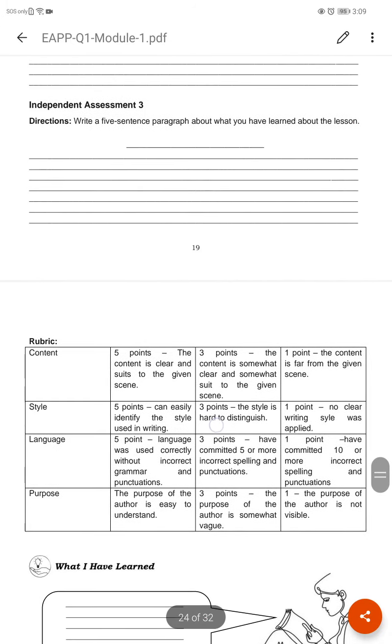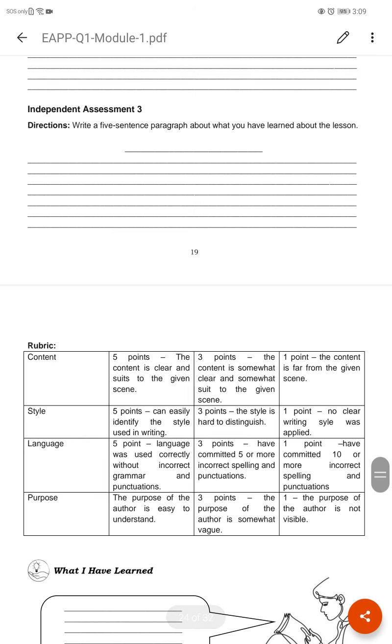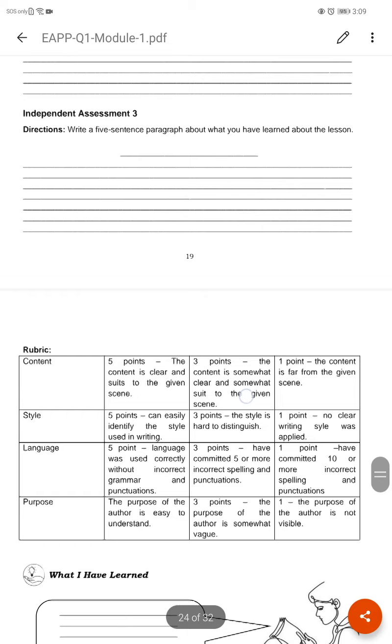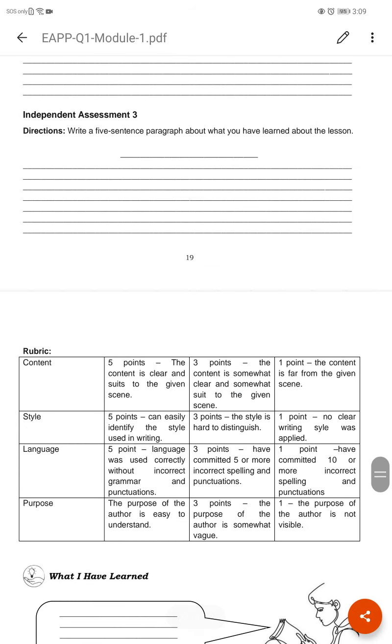And then finally, for independent assessment 3, all you have to do is to write a 5-sentence paragraph about what you have learned about this lesson. So it simply is like a generalization. So what have you learned about this lesson? Write 5 sentences about what you have learned.